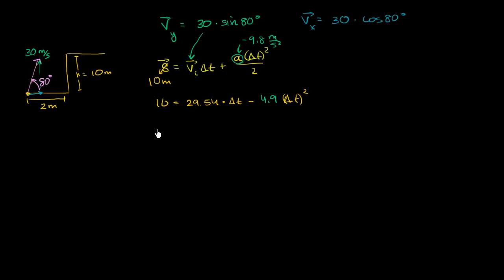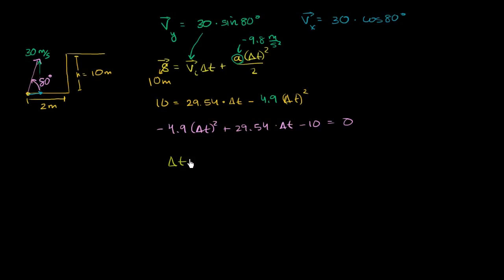So we get, and I'm going to flip the sides too, negative 4.9 times delta t squared, plus 29.54 times delta t, minus 10, is equal to 0. And then we can use the quadratic formula to find the roots of this.